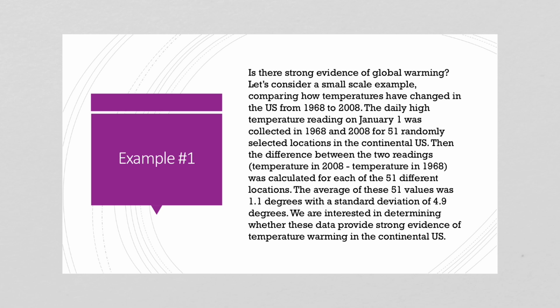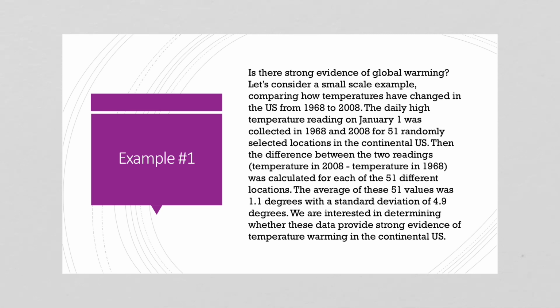So our first example reads, is there strong evidence of global warming? Let's consider a small-scale example comparing how temperatures have changed in the U.S. from 1968 to 2008. The daily high temperature reading on January 1st was collected in 1968 and 2008 for 51 randomly selected locations in the continental U.S. Then the difference between the two readings, temperature in 2008 minus temperature in 1968, was calculated for each of the 51 different locations. The average of these 51 values was 1.1 degrees with a standard deviation of 4.9 degrees. We are interested in determining whether these data provide strong evidence of temperature warming in the continental U.S.